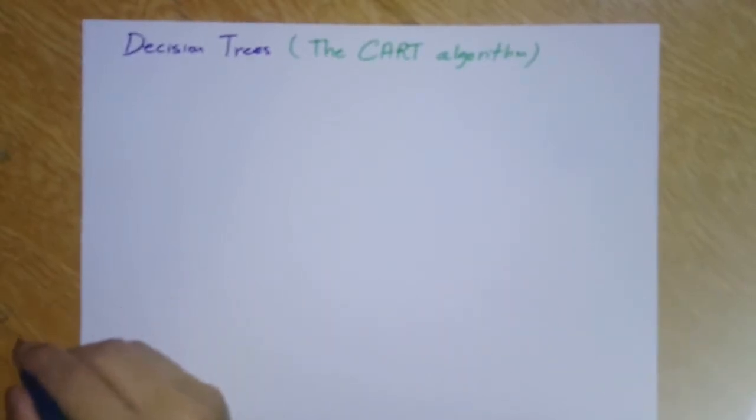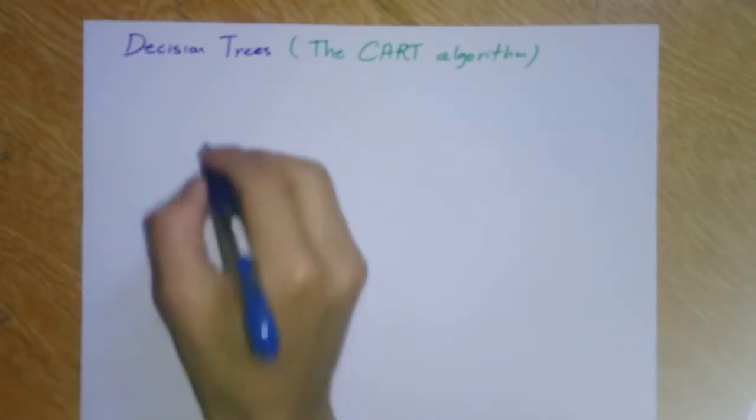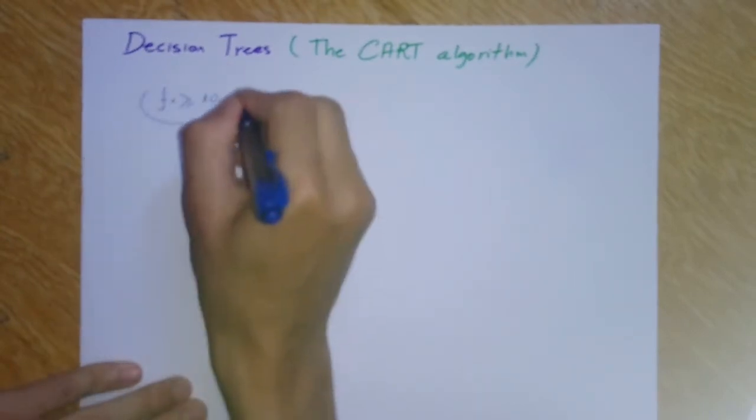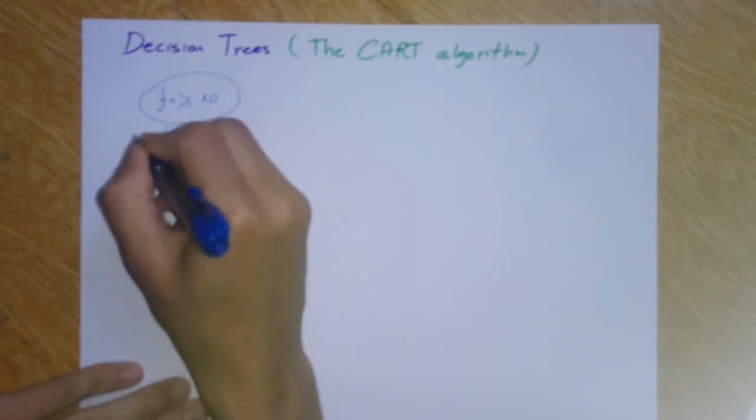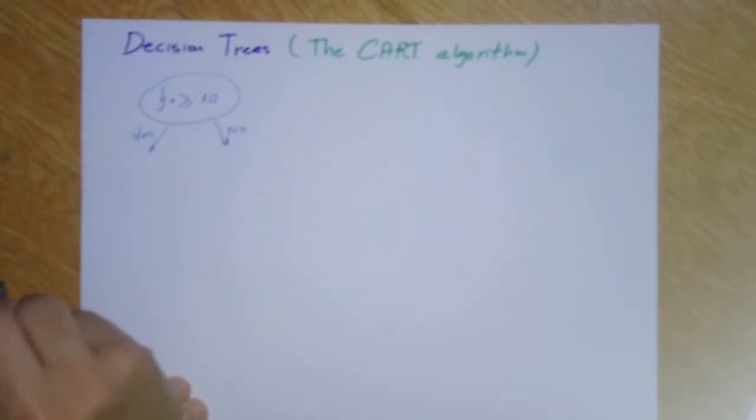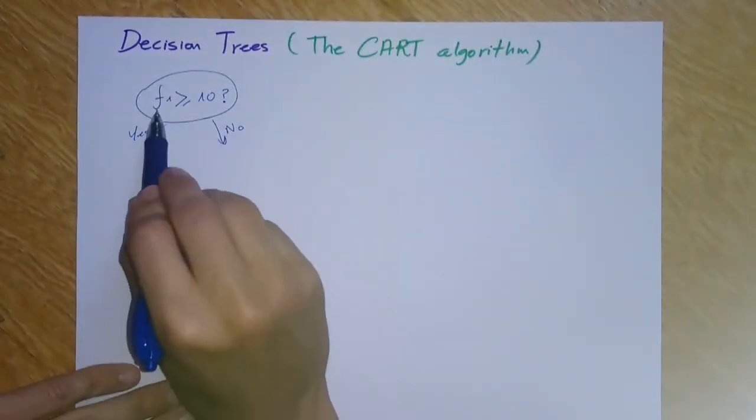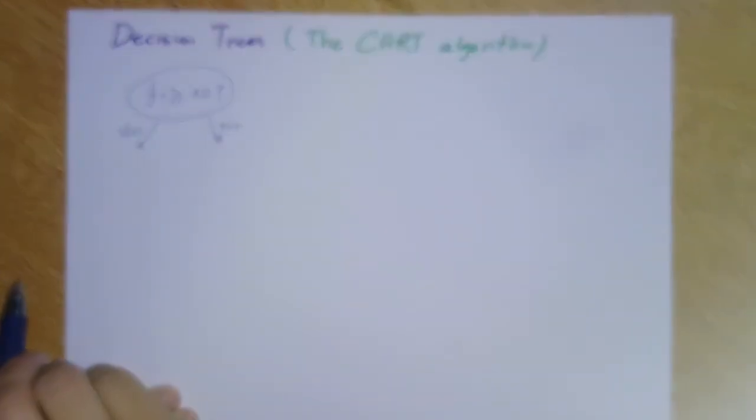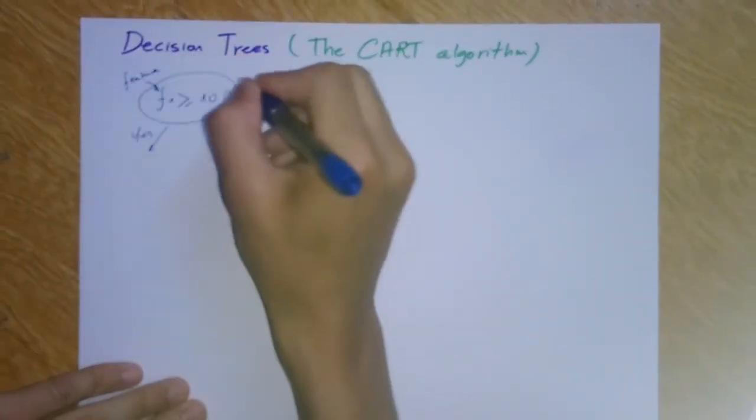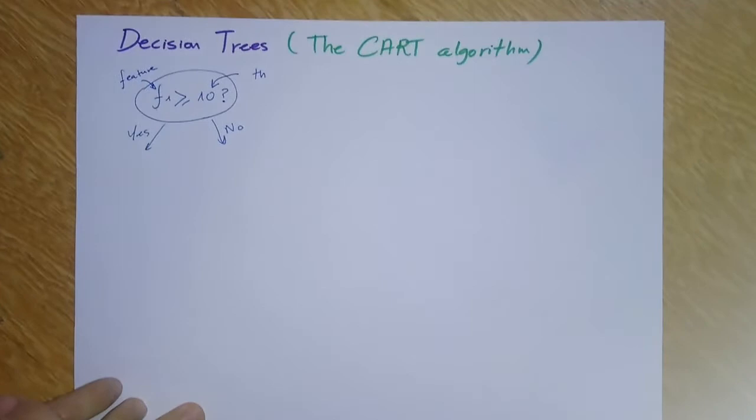When we have a numerical feature, we ask a question about its value. For example, is f1 higher than 10? I can have two possible answers, either yes or no, and based on these two answers, I can take a decision about the class. This is called a feature, and this is called the threshold. Let me write it down. This is the feature, and this is a threshold that is used to separate the data into two subsets.